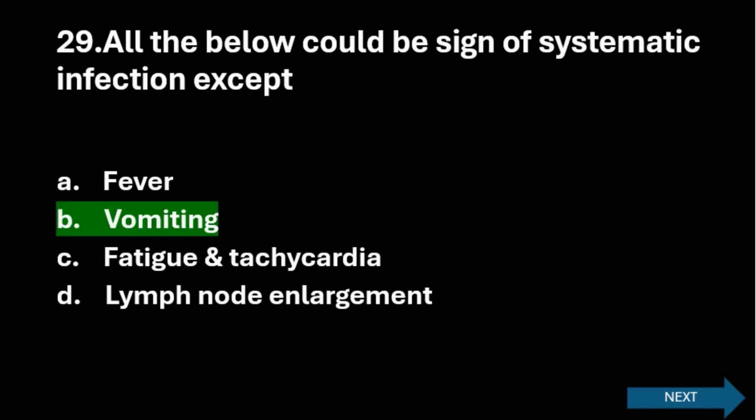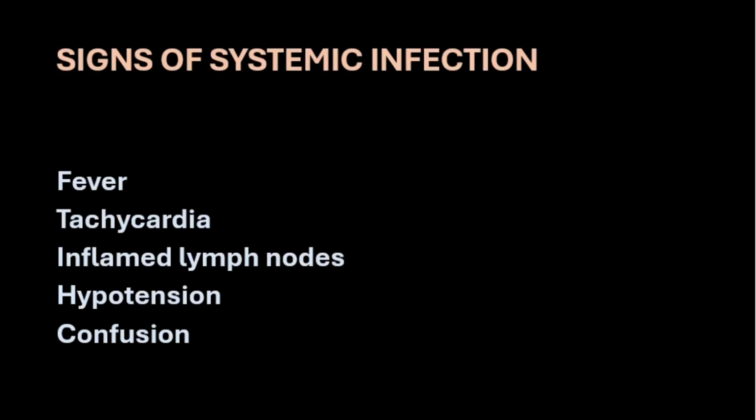Let us see the signs of systemic infection, that is fever, tachycardia, inflamed lymph nodes, hypotension and confusion. Vomiting can be associated with this but not a specific symptom of systemic infection. So the most appropriate answer will be here, vomiting.